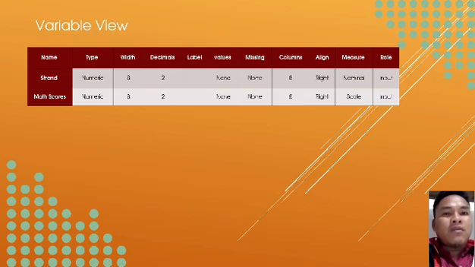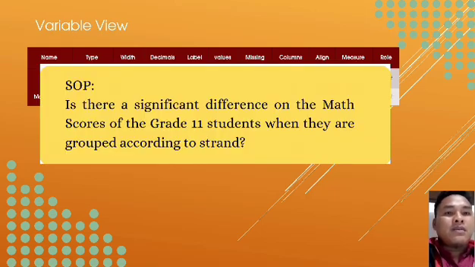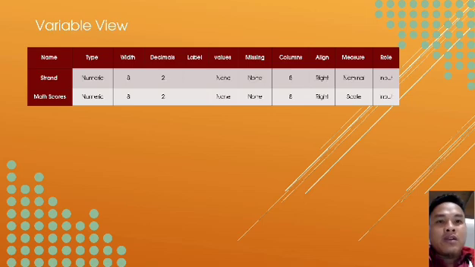First, go to Variable View. In Variable View, input your grouping variable, for example, strand, and then the variable you compare with, let's say, for example, math score. Let's say our SOP, or statement of the problem, is: there is a significant difference in the math scores of the Grade 11 students when they are grouped according to strand. So let's say there are 3 strands to be compared.